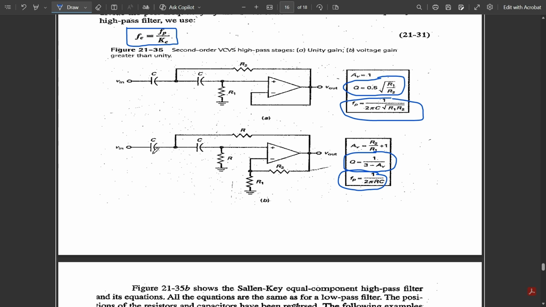So whenever we are having an equal component filter, the formula for Q is varying. Okay, that is Q is equal to 1 divided by 3 minus AV, and FP is equal to 1 divided by 2 pi RC. Okay, please remember it, guys. Don't get confused.